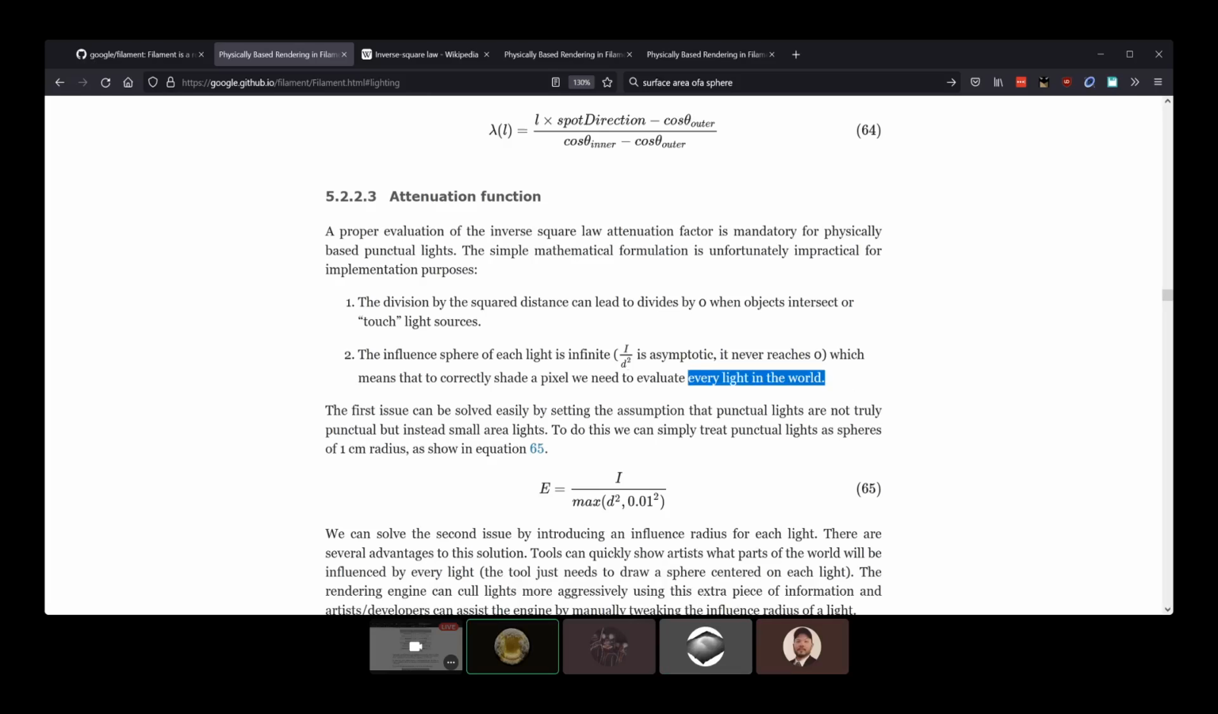Division by the squared distance can lead to divides by zero when objects intersect or touch the light. Okay, that makes sense. If your light is right up against something, you could have potentially infinite intensity if you're touching. That's the idea. Yeah, no good.